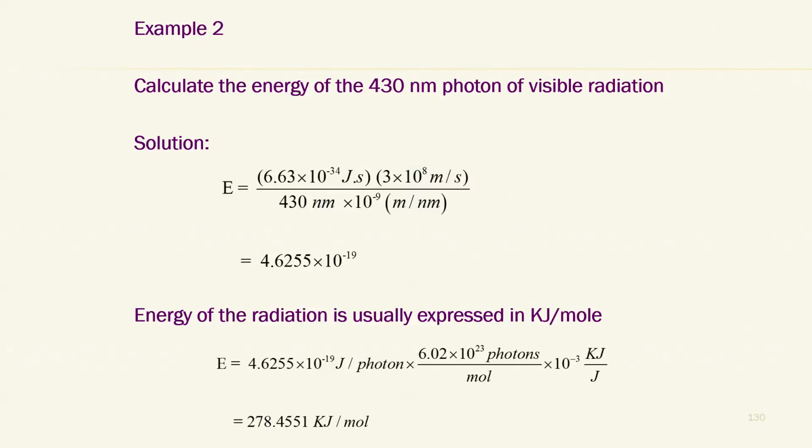So, the energy is usually expressed in kilojoules per mole. So, I can write 4.6255, I have to multiply it by the number of photons per mole, into 10 raised to minus 3, to convert it into kilojoules. Normally joules means we get a lot of numbers. So, if I convert that, I get the energy of the 430 nanometer photon as corresponding to 278.4551 kilojoules per mole. This is only a demo example, but maybe I will ask you in the exam also.